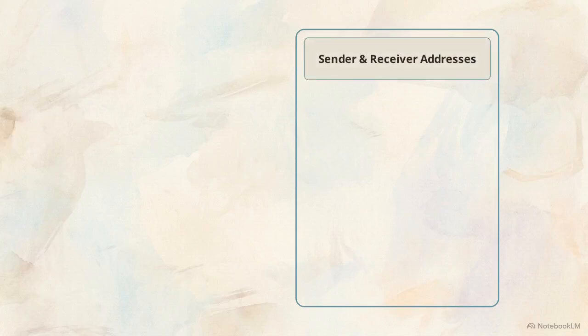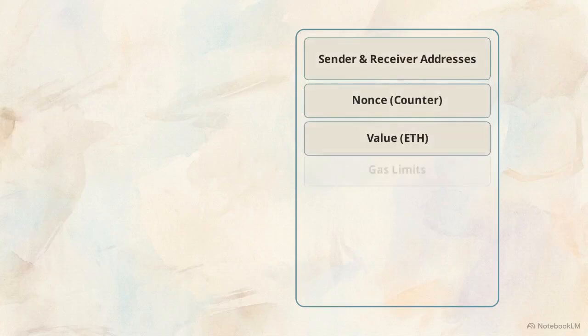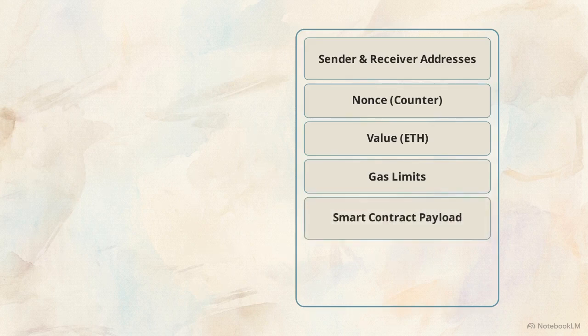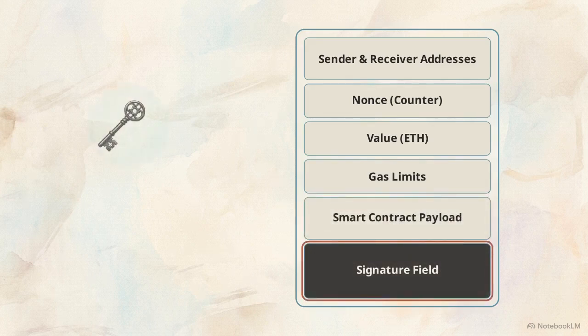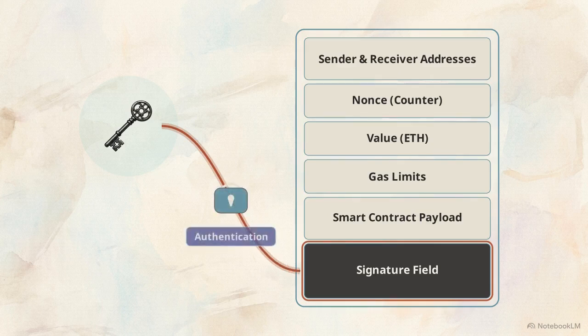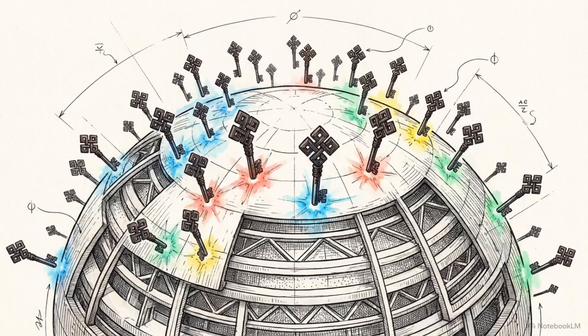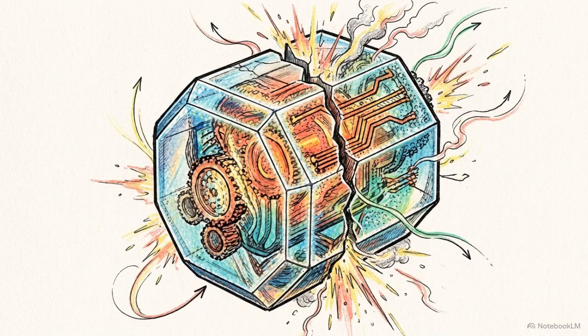Looking at a transaction object, we see a structured data packet containing sender and receiver addresses, a nonce, transferred value, gas limits, smart contract payload, and the signature field. By signing this with a private key, the sender cryptographically proves authorization, guaranteeing authentication and non-repudiation. Because transactions are the only mechanism to trigger EVM computation, public key cryptography provides the mathematical authorization required for every global state change. A Turing-complete system, which can theoretically run any computation, introduces a severe vulnerability.